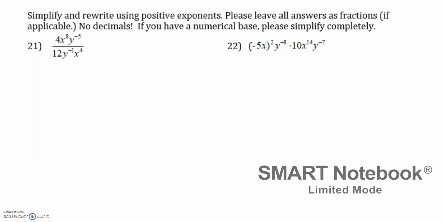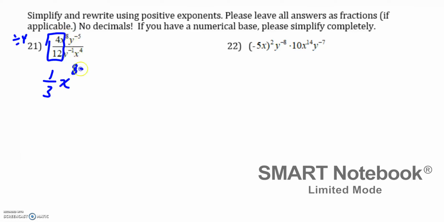21 and 22, both going back to exponent rules from chapter 7. When I see something like this that I want to simplify and I'm dividing, I simplify the numbers, divide the numbers if possible, and subtract my exponents. So first I look at 4/12, and I'm not subtracting, I am reducing. I notice that I can take a 4 out of both of those numbers, so I can reduce that to 1/3. The x's, when you're dividing like bases, you subtract the exponents.